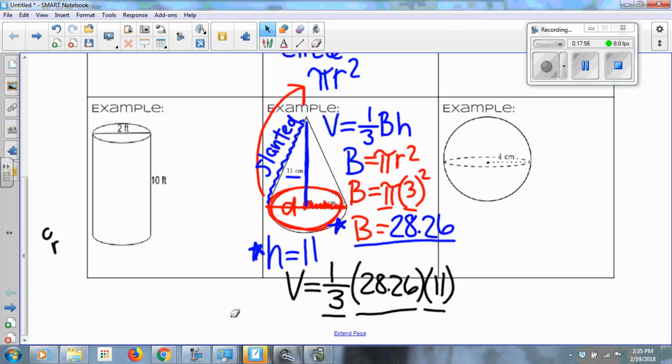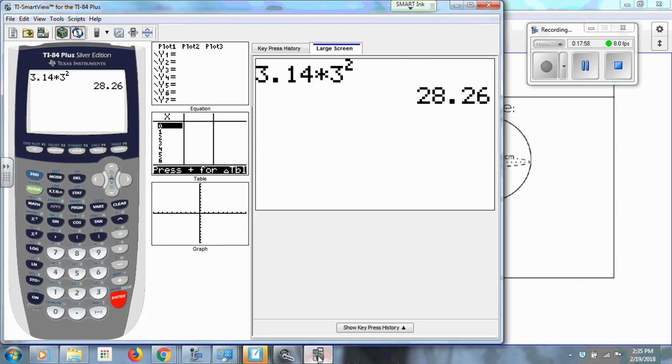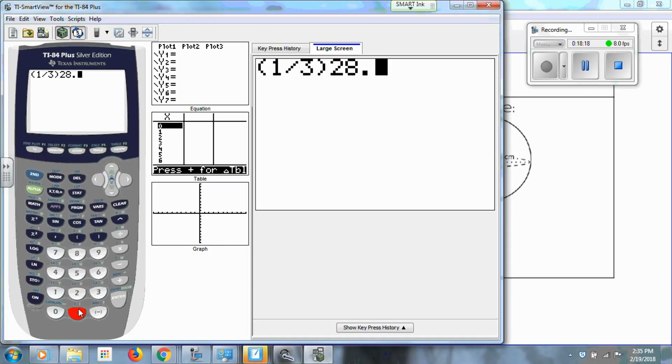Once we plug all that in, we will be good to go. So back to our calculator. Clear out what we did before. I always like to keep my fractions in parentheses just so order of operations never gets messed up. So there's 1/3 times our big B, which was 28.26, times our height, which was 11. Hit enter. So the volume of that cone is 103.62.